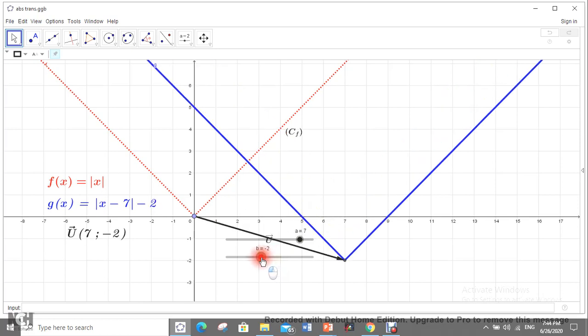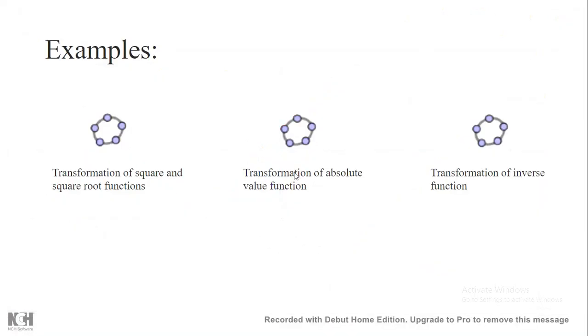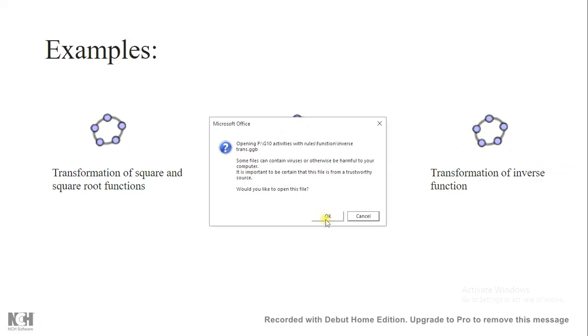If we change the value of b, say 7 minus 2, it will be 7, not minus 7, and we take b as it is, so 7 minus 2 means 7 units to the right and 2 units downward. And this is it. In fact, we work in the same manner as we worked before with the square function and the square root function.